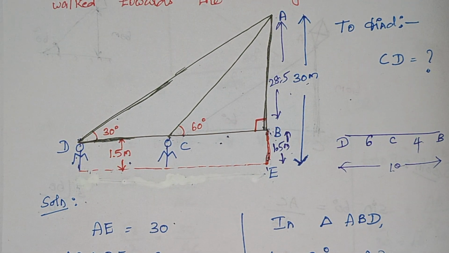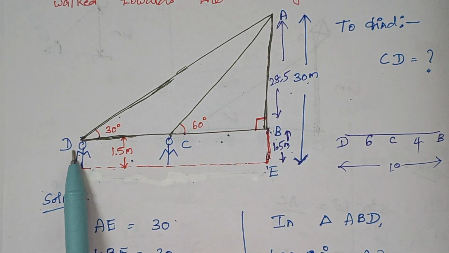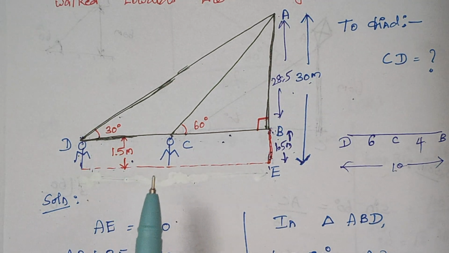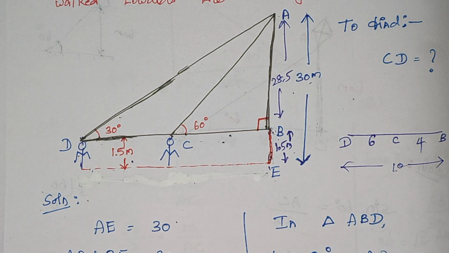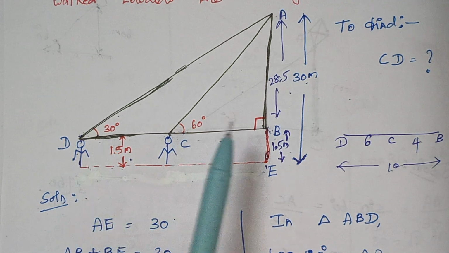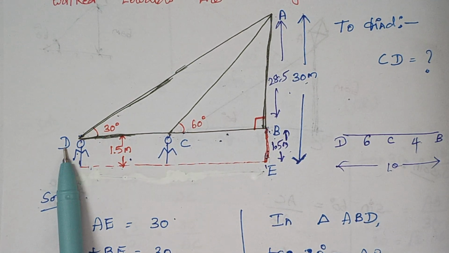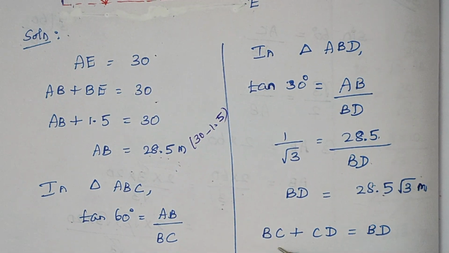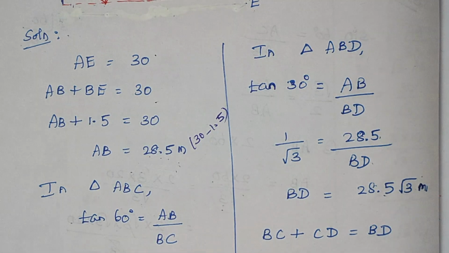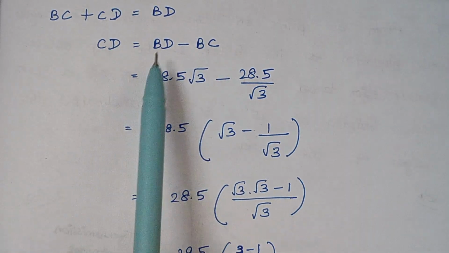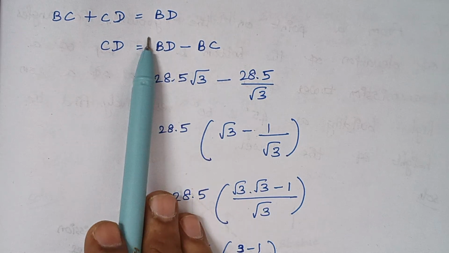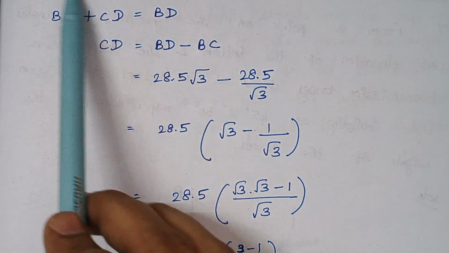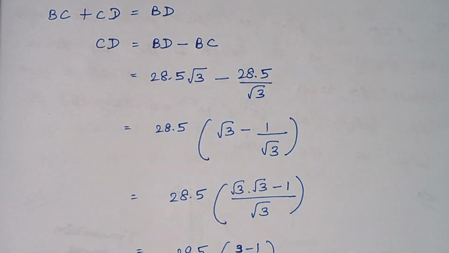The same way, now I know the value of BD as well as BC. Then how to calculate CD? Just subtract, right? BD can be written as BC plus CD, right? But what we need is CD. So CD is nothing but BD minus BC. I am moving this BC to the right hand side.